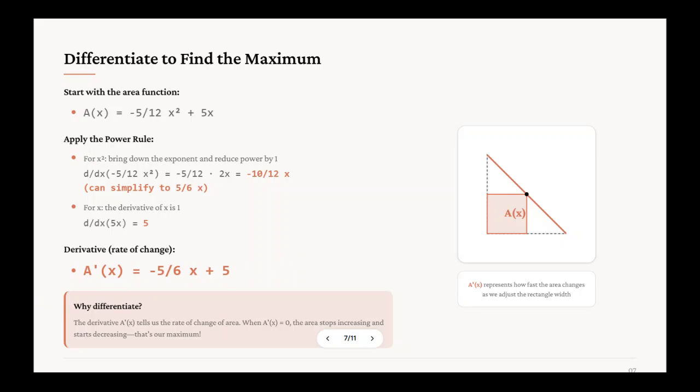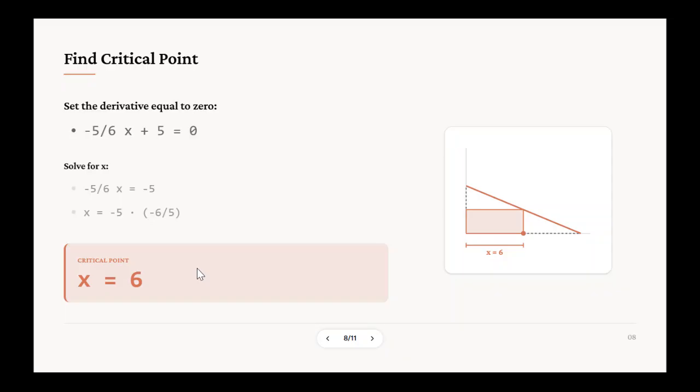Now to find the maximum, we set A prime of x to 0. So we subtract 5 from both sides, then multiply by negative 6 over 5, and we get x is equal to 6. This tells us that for this specific triangle, the rectangle achieves its maximum area when its width is exactly 6 centimeters.